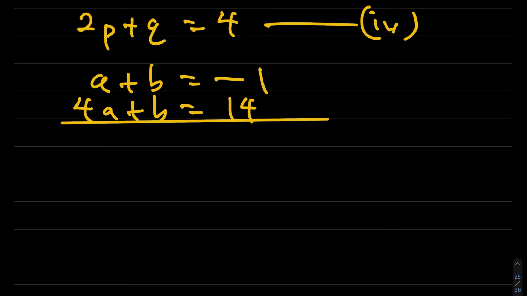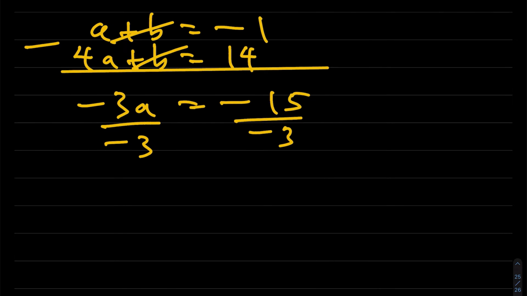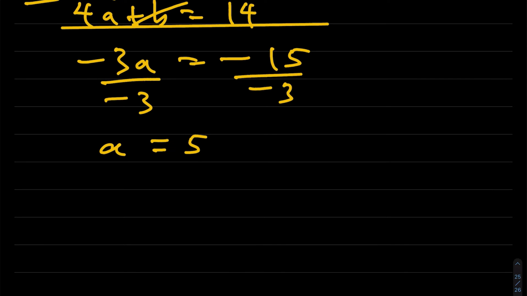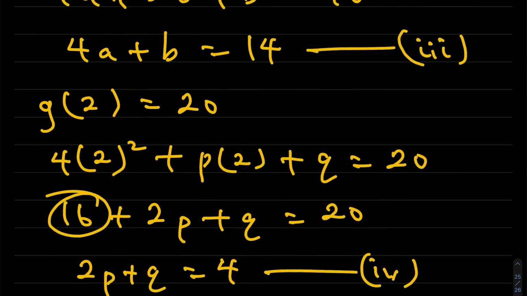We can subtract simply to eliminate b. A minus 4a is minus 3a. B minus b is 0. Equals minus 1 minus 14 is minus 15. And when you divide both sides by minus 3, we get a equal to 5. Now putting a in equation 1, a plus b equals minus 1. That simply means 5 plus b equals minus 1, which means b equals minus 1 minus 5, and that's minus 6.